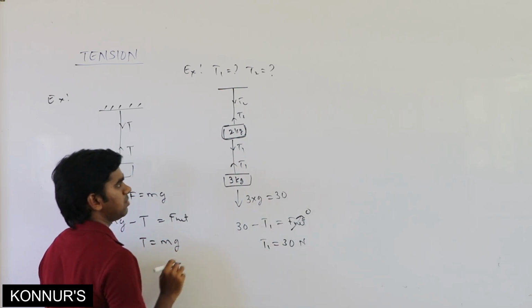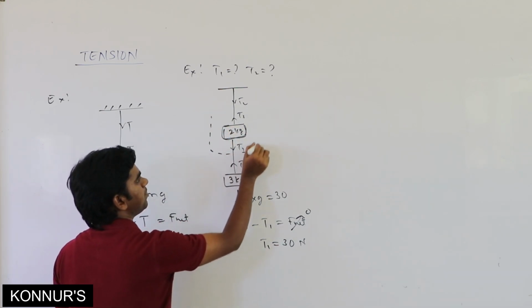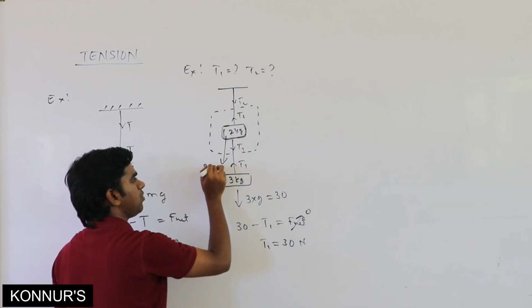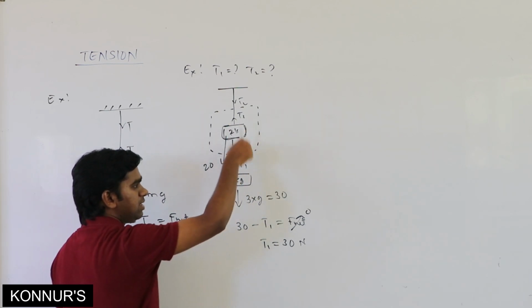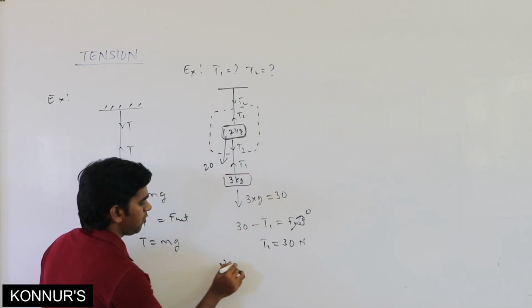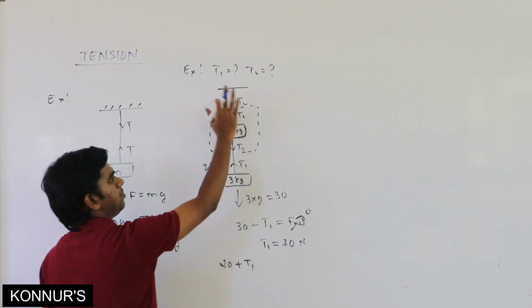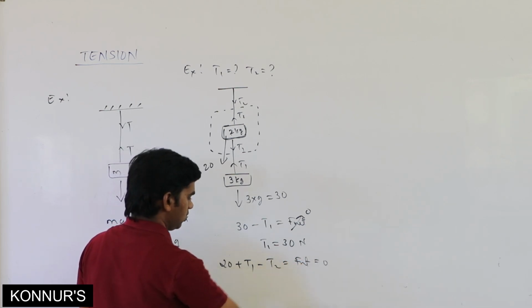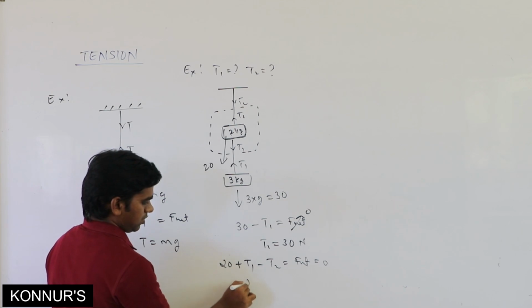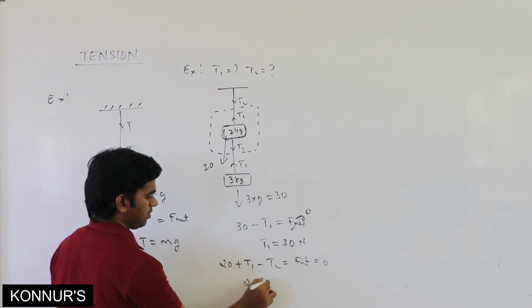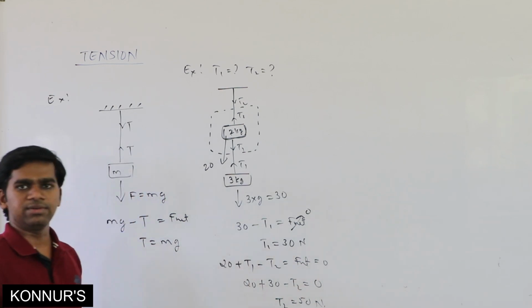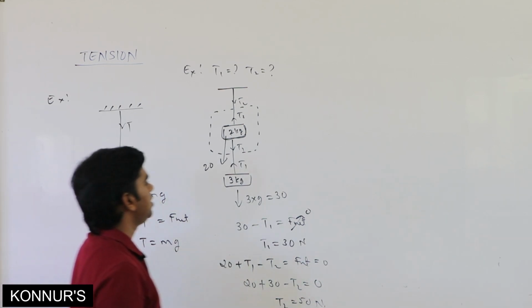Now what is the net force on the 2 kg mass? You have to take this as a system. Net force on the 2 kg mass: one is due to its weight, that is 2 into 10 equals 20, and T1 is also in the downward direction. So 20 plus T1 minus T2 equals F net, which is 0. 20 plus, T1 is 30, minus T2 equals 0. So T2 equals 50 Newton. This is how we can find the tensions T1 and T2.